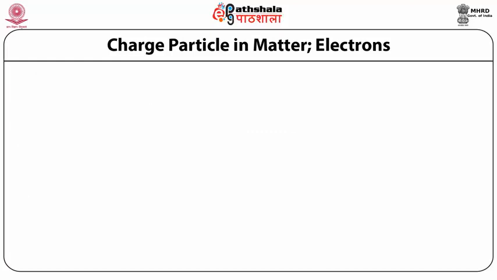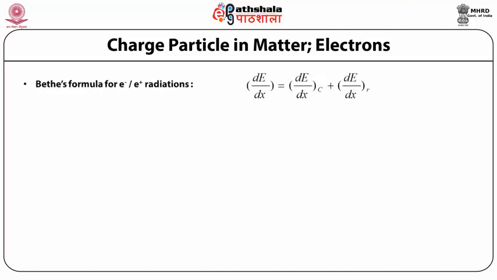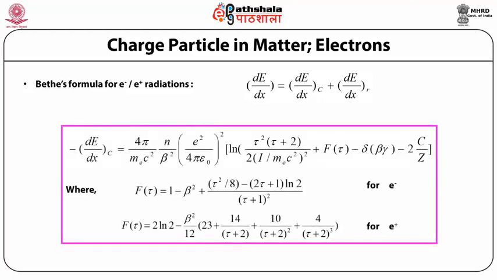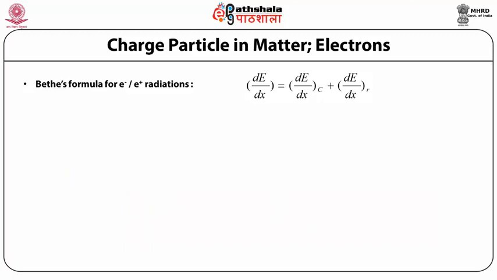Charged particle in matter, electrons. So we continue our discussion about the Bethe-Bloch formula in case of electrons. So the Bethe-Bloch formula for electron or positron radiations can be written as dE/dx equals dE/dx_c plus dE/dx_r. What is dE/dx_c? dE/dx_c is basically the Coulombic interaction.